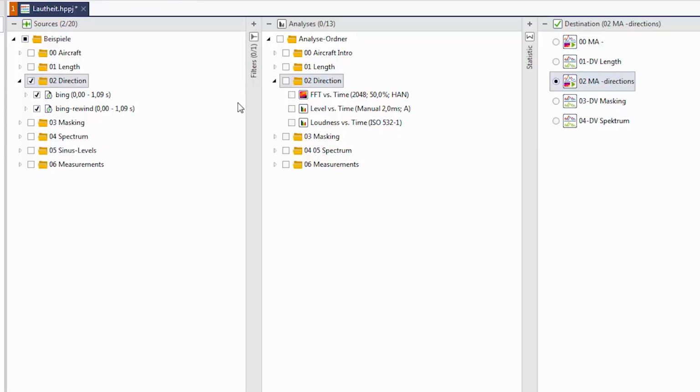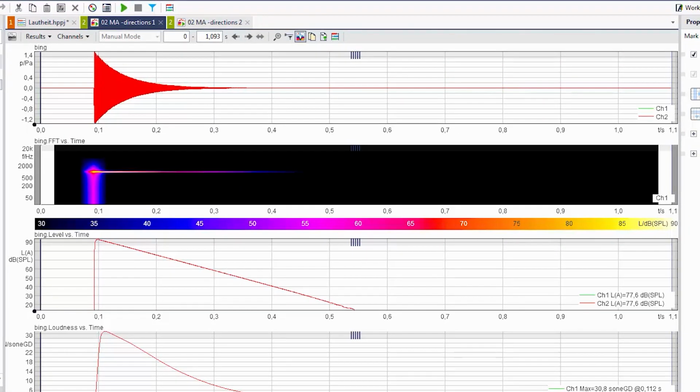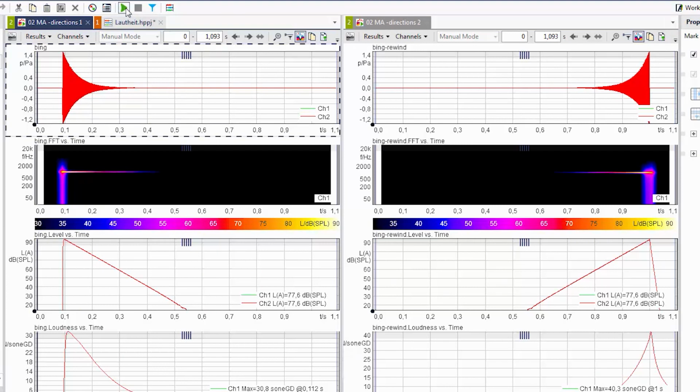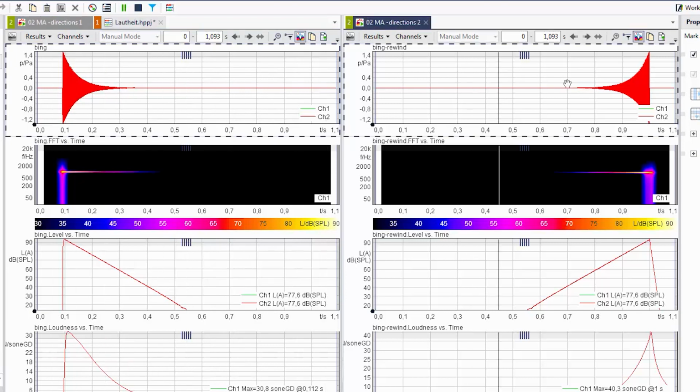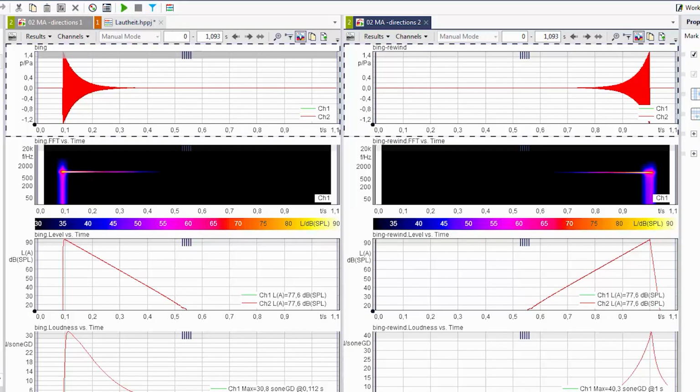I have another example, two noises here, and this time I will calculate an FFT versus time, level versus time, and loudness versus time again, and compare it. We play back the first one. Okay, and compare with the second one. Okay, stop. The second one appears louder, which is quite interesting because it is exactly the same measurement. All I did was rewind and play it backwards. It's exactly the same measurement, but the other way around, as you can see here in the timeline.